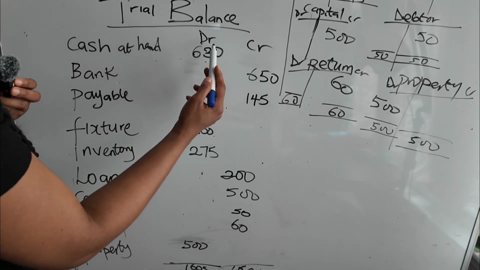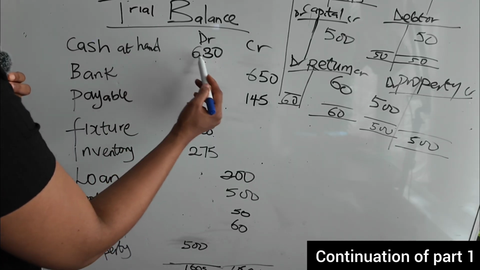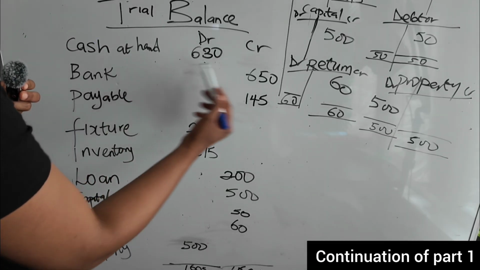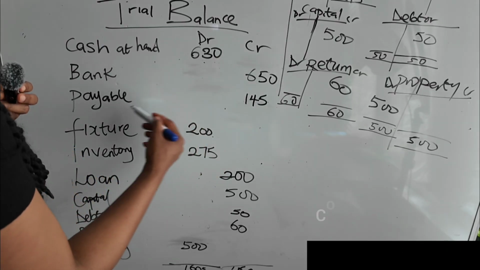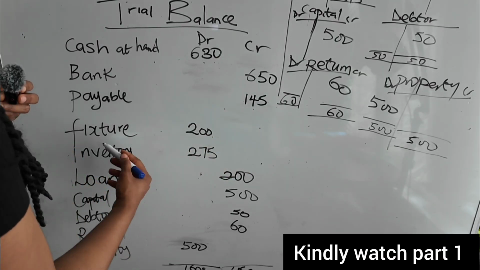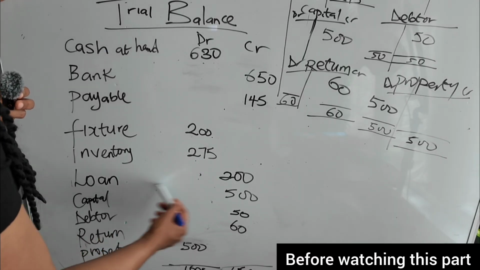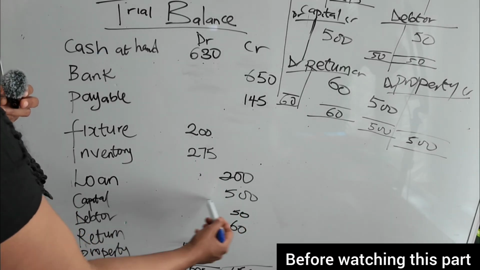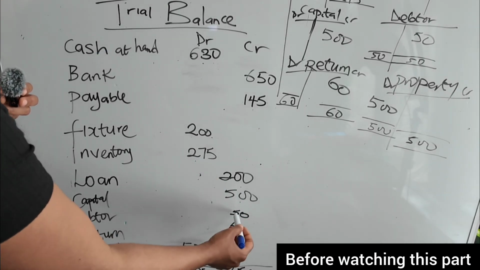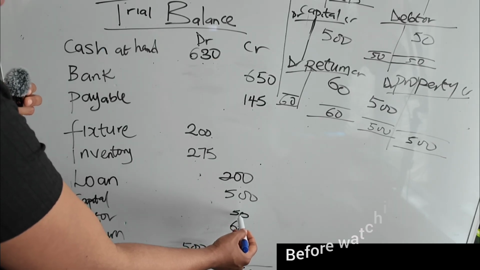Here is our trial balance, okay? Cash at hand, 630. Our bank is on the negative side, 650. Payable, 145. Fixture, 200. Inventory, 275. Our loan is 200. Capital balance is 500. Debtor is on the credit side, 50.